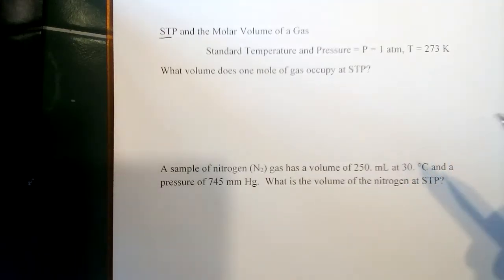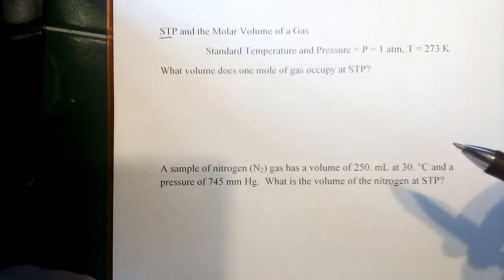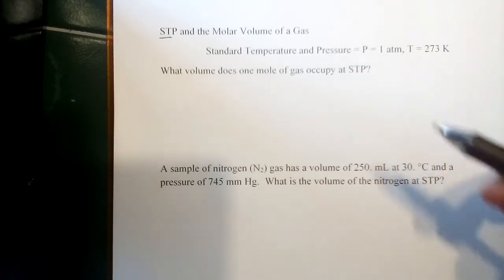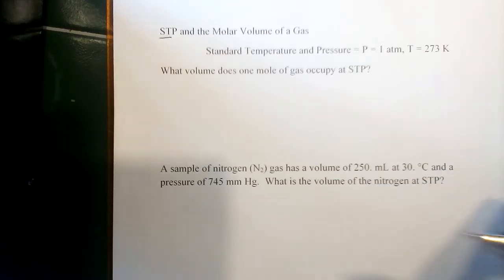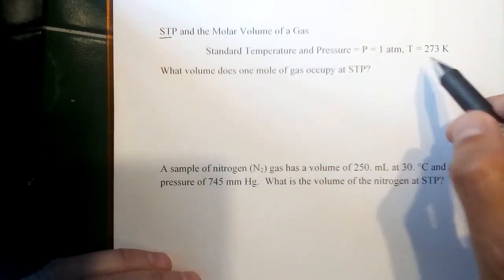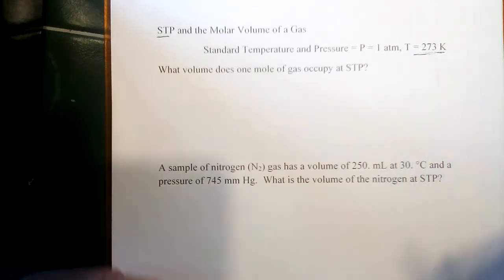So if you jacket a vessel in which you're studying gases with something like ice water, any heat that comes out of your gas will get absorbed into the ice water, the heat will go to melting the ice, and it'll keep your temperature at 0 degrees C. So that's the important one to remember: 273 Kelvin is standard temperature.